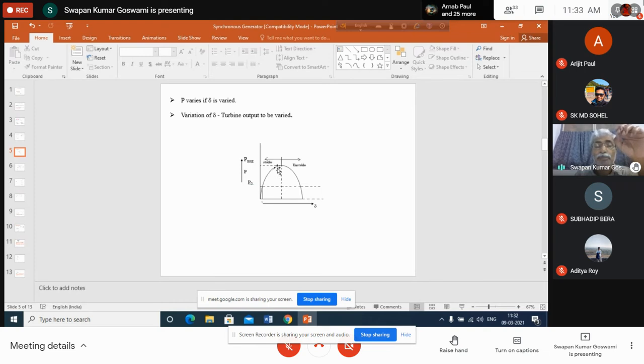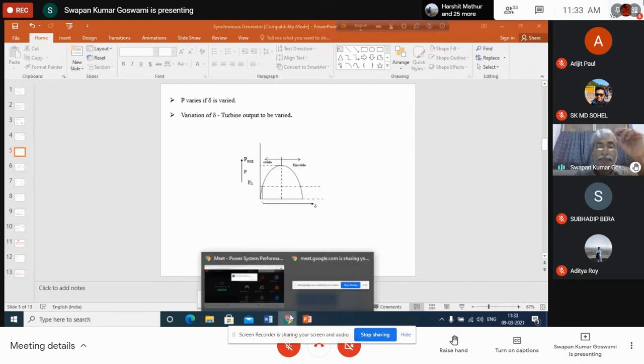After crossing this point, what will happen? Output power will be greater than the input power. As a result, the generator will be decelerating.